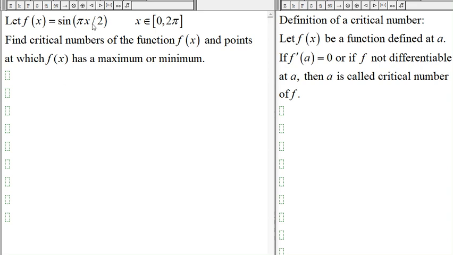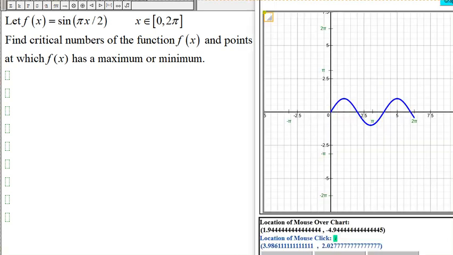Here we have the function f of x equal to sine of pi x divided by 2, and x is restricted to be between 0 and 2 pi. And this is what the graph looks like. And so it looks like we have a maximum right here, and then we have a minimum at this point, and then we have a maximum at this point. And the two endpoints, they are in between.